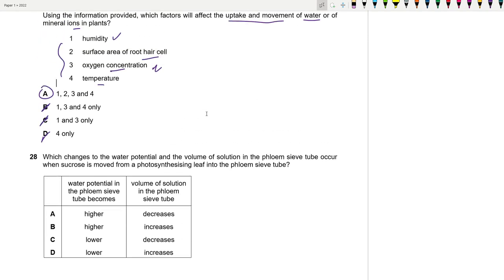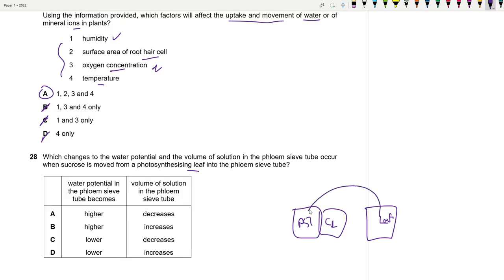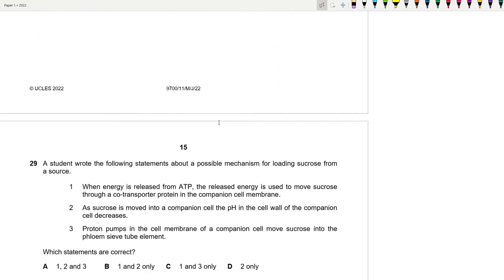28, important question. Which changes to the water potential and the volume of the solution in the phloem sieve tube occur when sucrose is moved from photosynthesis in the leaf into a phloem sieve tube? So this is the leaf, this is the companion cell, and this is the phloem sieve tube. Sucrose is moved from the leaf into the phloem sieve tube. If you move sucrose, the water potential actually decreases. As a result, water will flow in since the water potential decreased. That's why the volume increases, okay? Very common question. You'll find this every year.